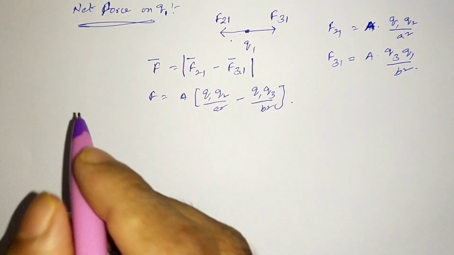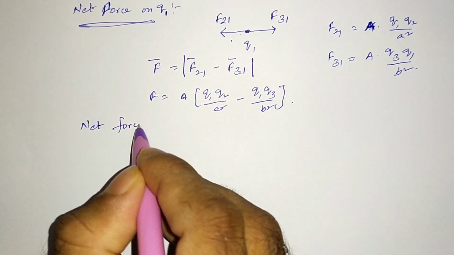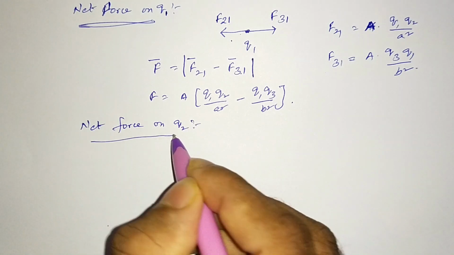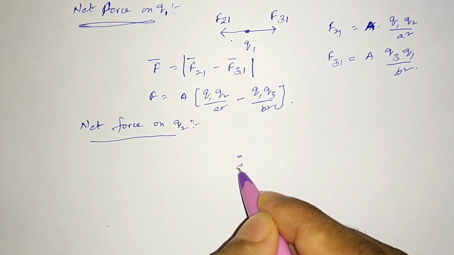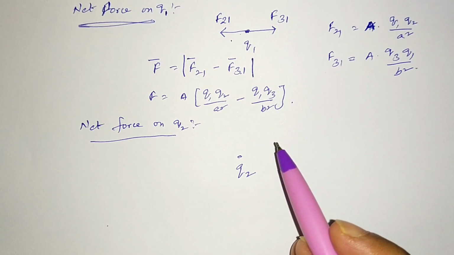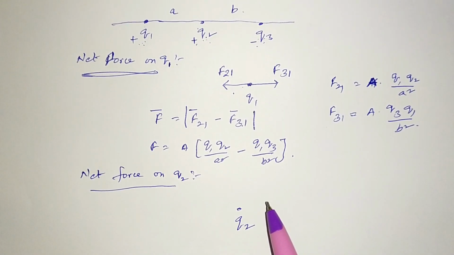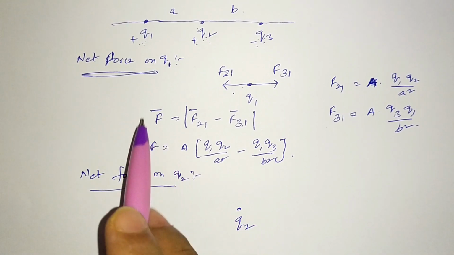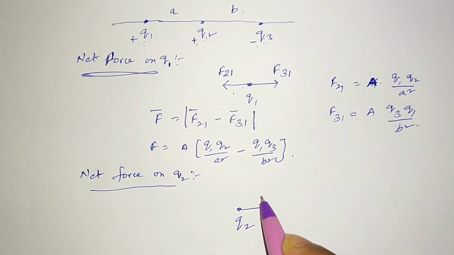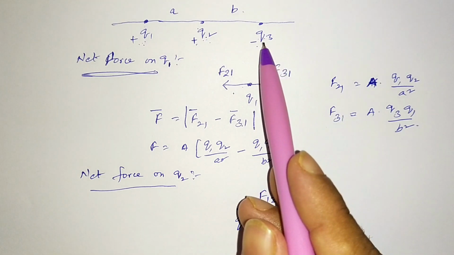Okay, what is the net force on q2, sir? Let us say this is q2. Here, q1 is attracting or repelling it? Repelling. So this is the force applied by the first body on the second body. What about q3?